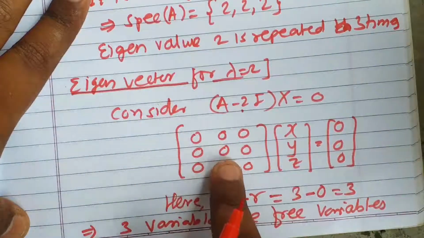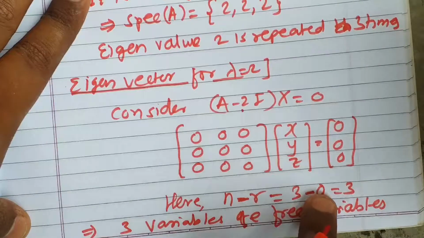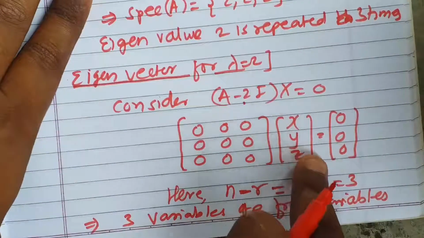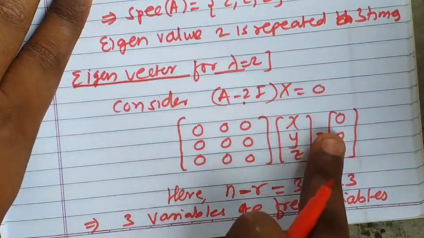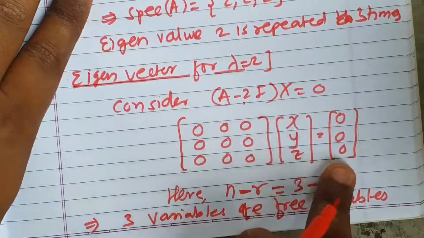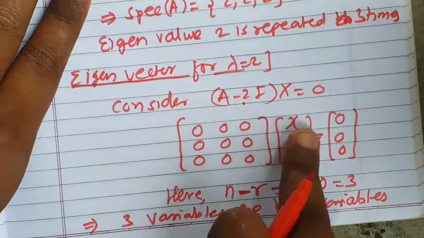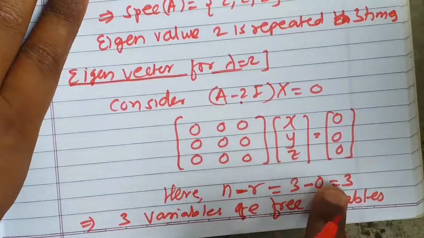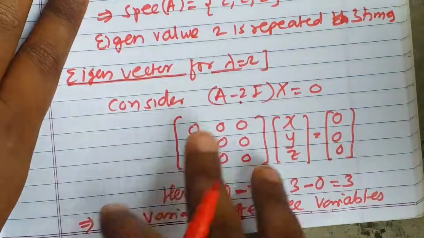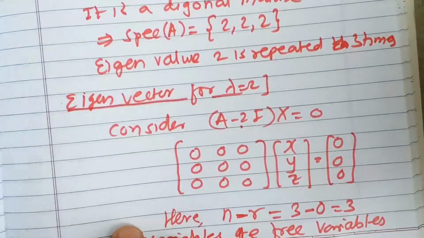Whatever rank you get of that matrix, if you get rank as 1, you need to select 2 variables as free variables. So put z equal to t, y equal to r there, and do the calculation. If you get rank as 0, then all the 3 variables you need to put as parameters. If you get rank as 2, you can put only one variable as a free variable. So this is how we do the calculation of eigenvectors.